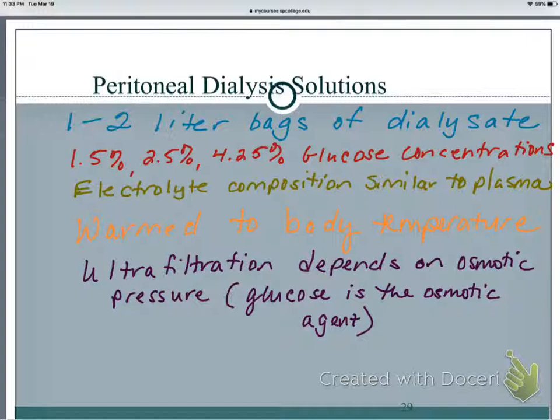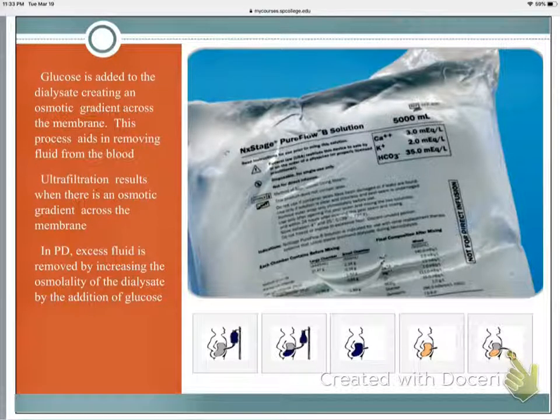All right, so we have our dialysate, which can come in different concentrations. This is just nice to know. It usually has glucose in it, and a similar concentration to plasma. So those are nice to know. It's usually warm to body temperature, and the glucose is usually the osmotic gradient used. This is just a sample of the glucose bag. It's added to the dialysate, creating an osmotic gradient across the membrane. So this process aids in removing the fluid from the blood.